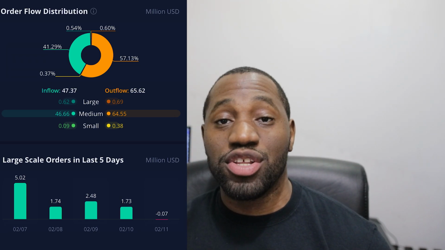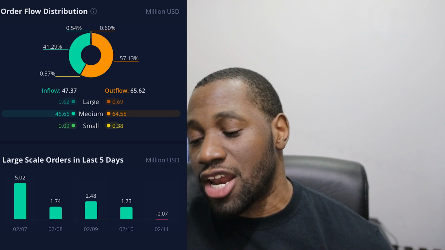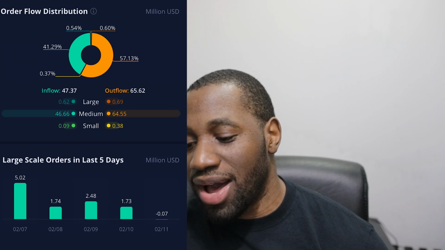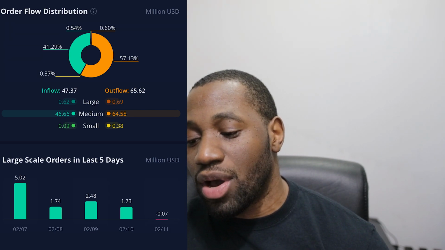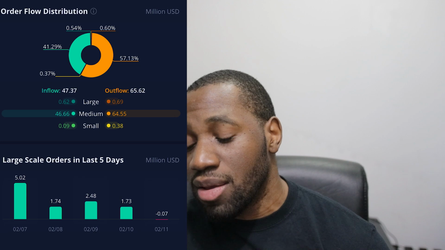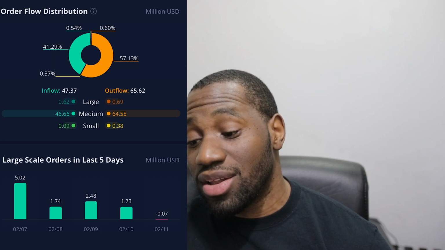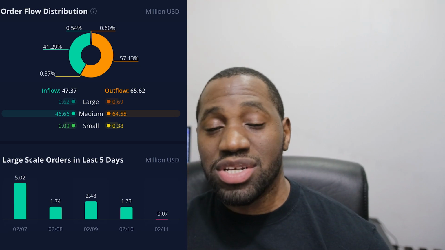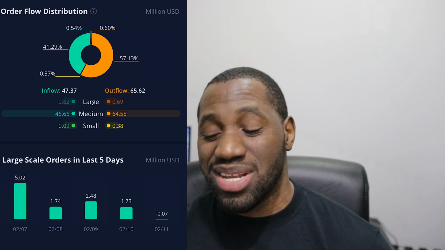Analyzing the numbers even further, for the small scale orders that tend to represent the retail side, we had more selling than we had buying. And when we take a look at what happened on the medium, we had more selling than we had buying. And on the large, which represents whales, institutions, and funds, we had more selling than we had buying. But again, it wasn't that much whatsoever.